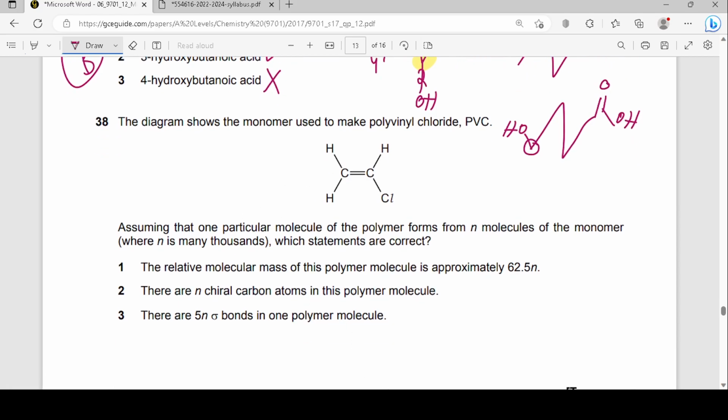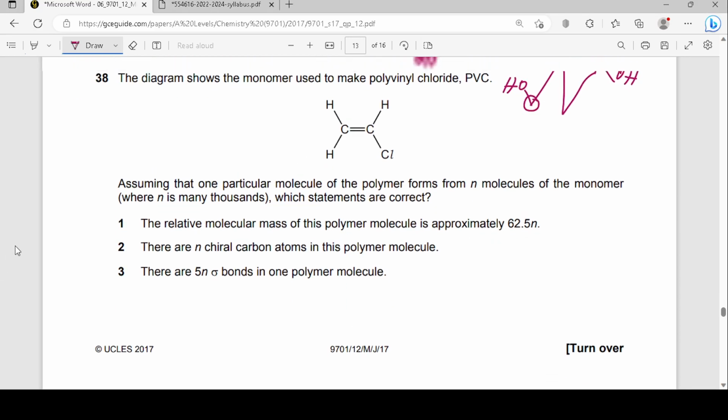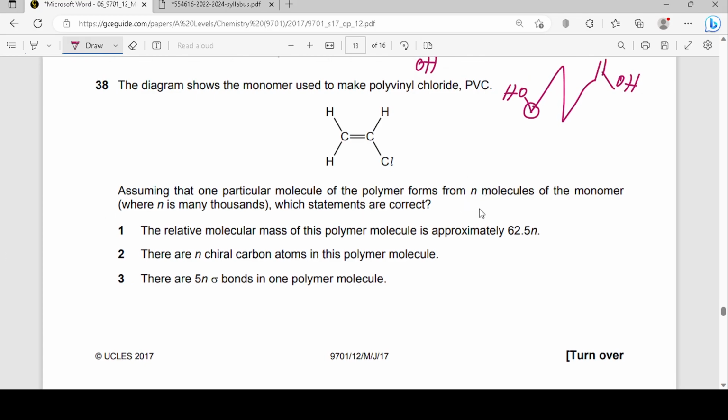The diagram shows the monomer used to make polyvinyl chloride (PVC). Assuming that one particular molecule of the polymer forms from n molecules of the monomer, where n is many thousands, which statements are correct? The relative molecular mass of this polymer molecule is approximately 62.5 n. So let me find out what the mass of this monomer unit is. I have two carbon atoms, so 12.0 times 2. Then 3 hydrogen atoms, so 1.00 times 3. Then one chlorine atom, so plus 35.5, which makes it 24 plus 3 plus 35.5, which is 62.5. So that's the mass of this one monomer unit.